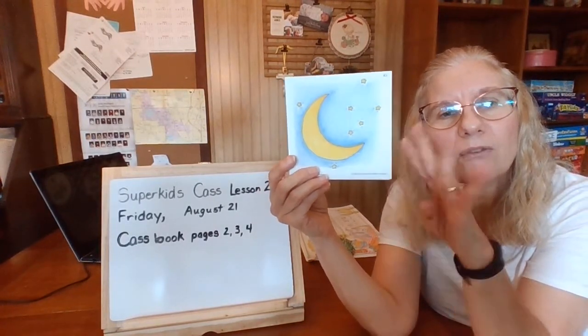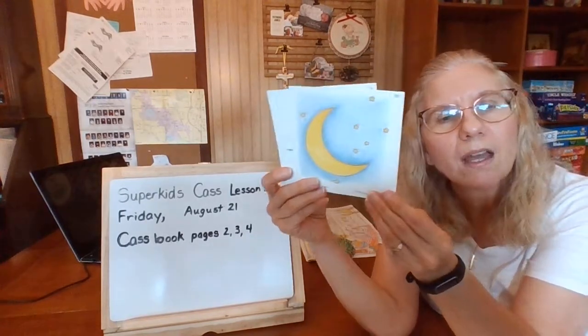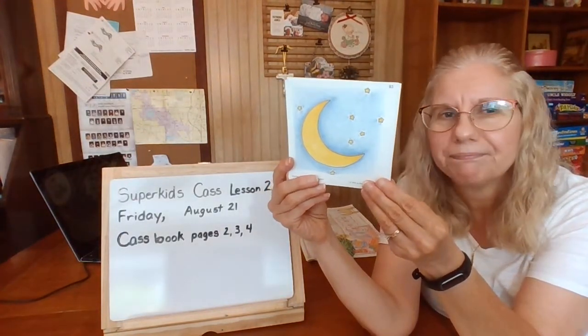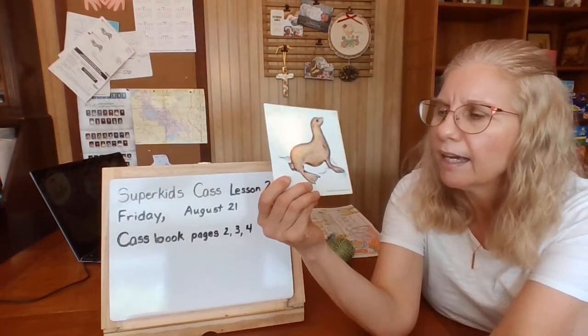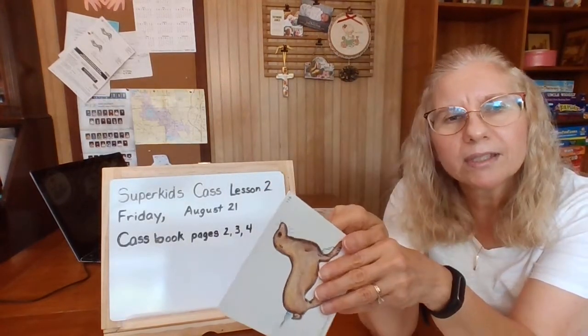Do you remember on the fourth day God made the sun, the moon, and the stars? You have the moon and some stars there. Do either moon or stars start with C with the cuss sound? No. You can take a step back. And the last one is a seal. And that doesn't start with C either.